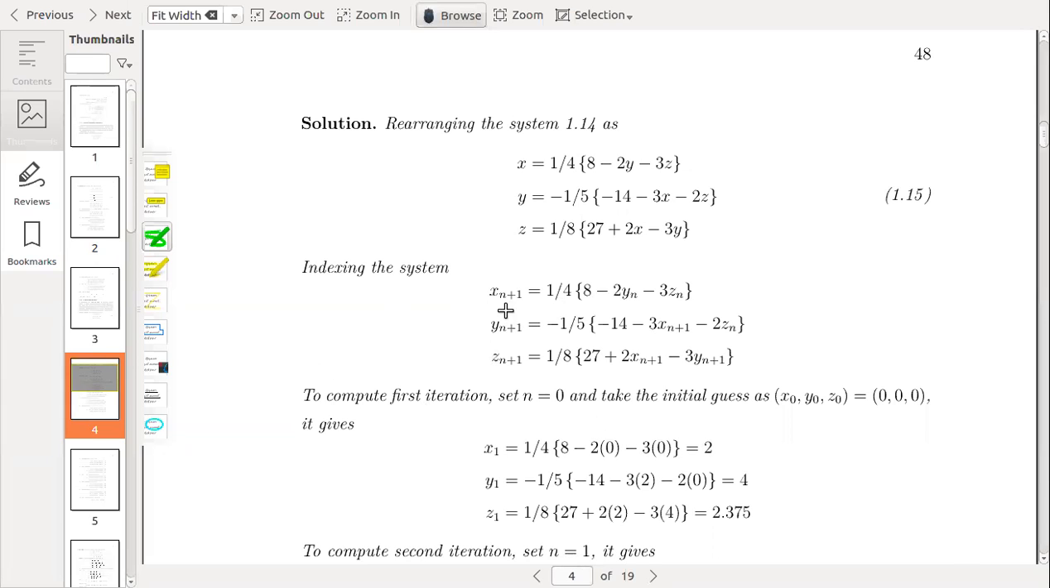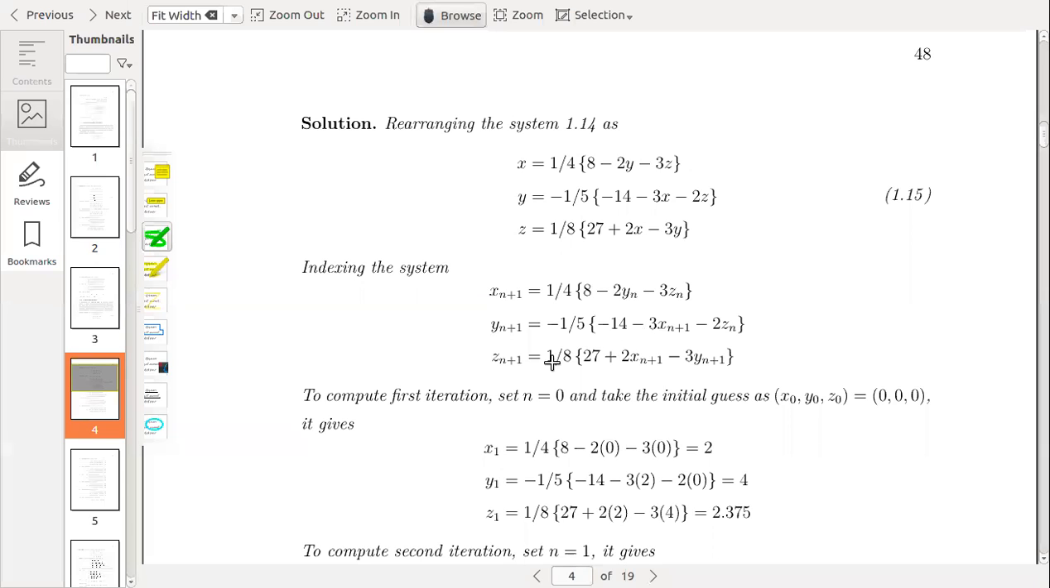And so just observe here, xn plus 1 is equal to 1 by 4, 8 minus 2 yn minus 3 zn. And now just observe that this first value, xn plus 1, has been calculated here. So then you need to put this value in the second one.